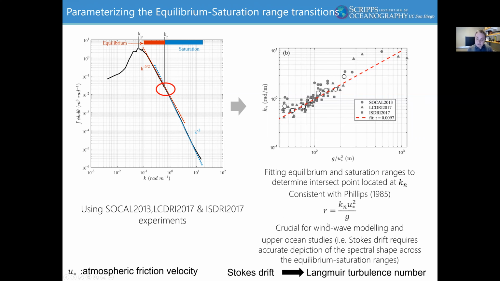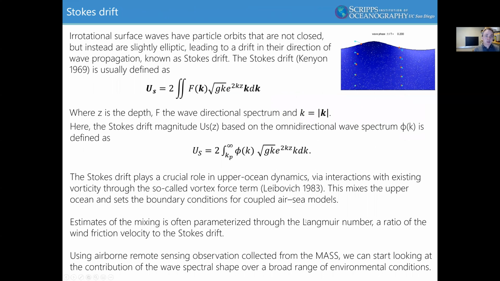Why do we care? Because again, about the wind wave modeling and upper ocean studies, ultimately a lot of those wave spectra will turn into a Stokes drift, and people will compute, again, boundary conditions along with turbulence numbers from it. So the spectral shape is very, very important.